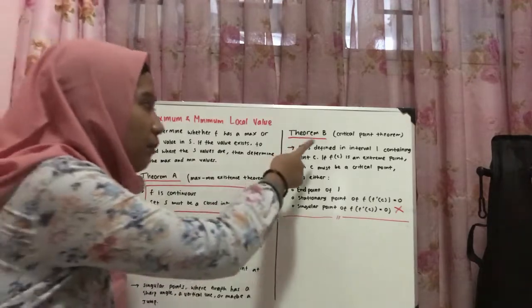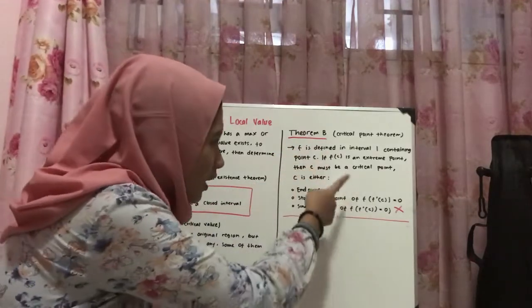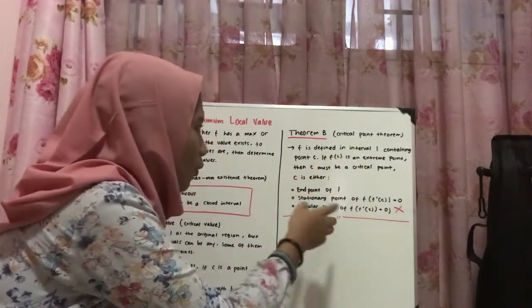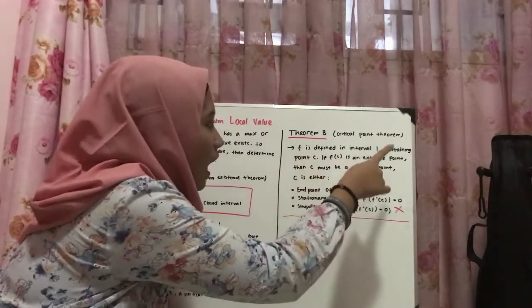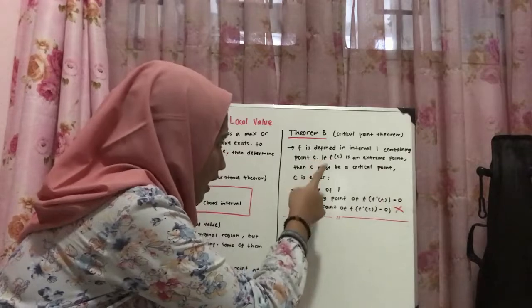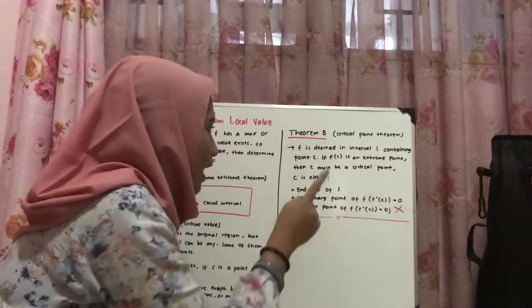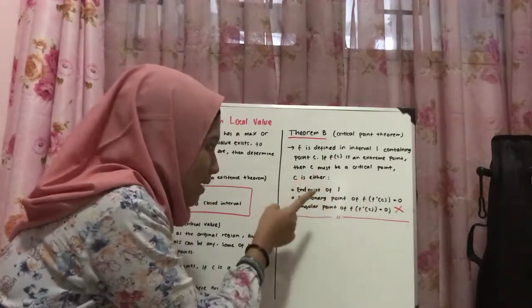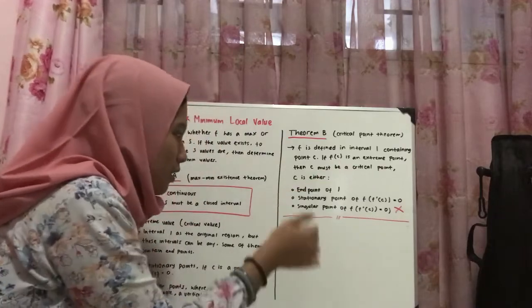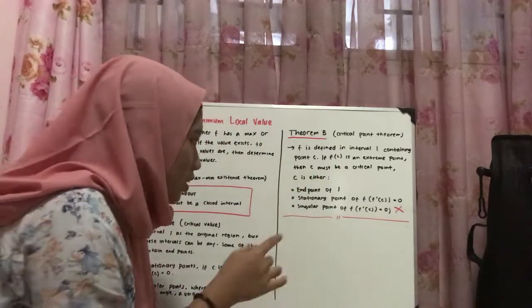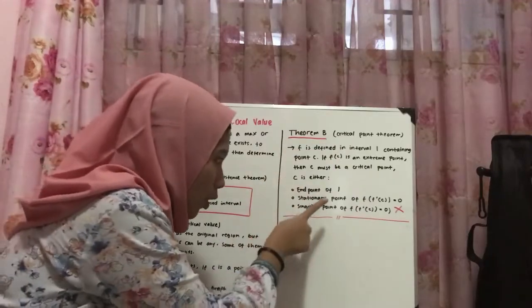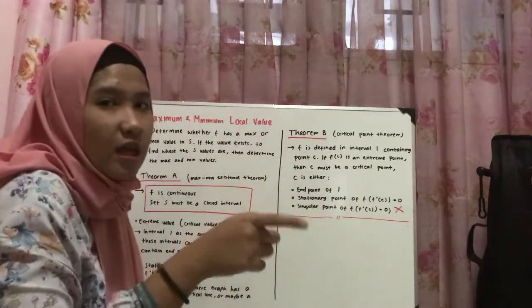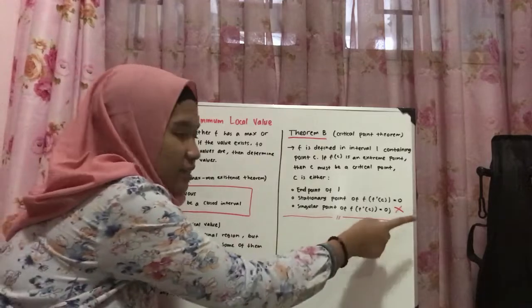And then there's theorem B, or we can call it the critical points theorem, which says f is defined in interval I containing point c. If f(c) is an extreme value, then c must be a critical point. c is either an endpoint of the interval, a stationary point of function f where f'(c) equals 0, or a singular point of function f where f'(c) does not exist.